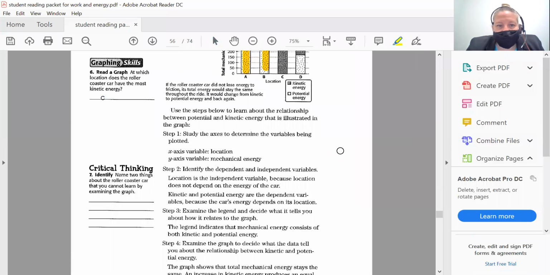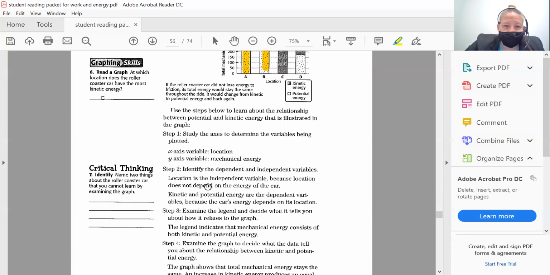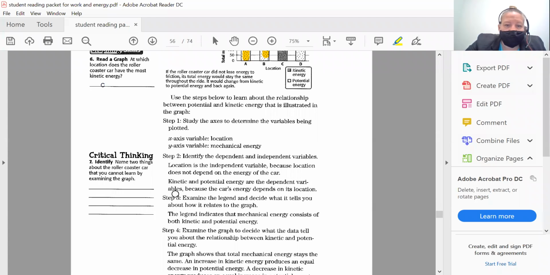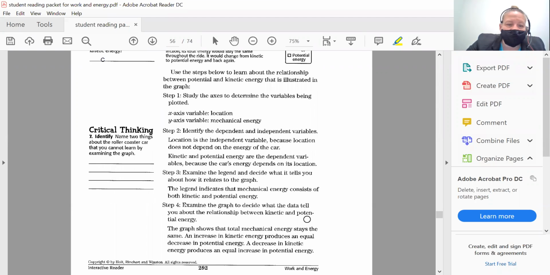Use the steps to learn about the relationship between potential energy and kinetic energy that is illustrated in the graph. 1, study the axes to determine the variables. Well, we have location here, and we have total mechanical energy, okay? 2, identify the independent and dependent variables. Location is the independent variable because location does not depend on the energy, okay? Kinetic and potential energy are the dependent variables because the car's energy depends on its location. 3, examine the legend and decide what it tells you about the relationship of the graph. The legend indicates the mechanical energy consists of both kinetic and potential energy.